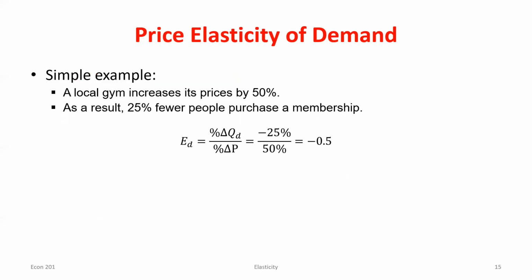So, just to give an easy example of how we're going to come up with these different measures of elasticity. Let's say a local gym increases its membership prices by 50%. As a result, 25% fewer people purchase the membership. Well, there, what was changing? The price of the membership. So the percent change in price was 50, or 50 in the denominator. How did demand respond? Well, demand fell by 25%. We have a negative 25 up there in our numerator. We would say the price elasticity of demand is negative 25.